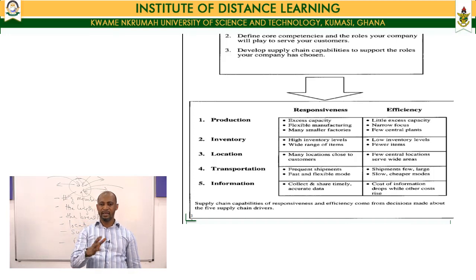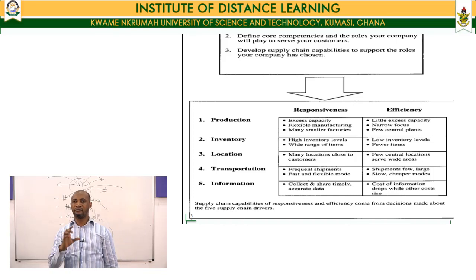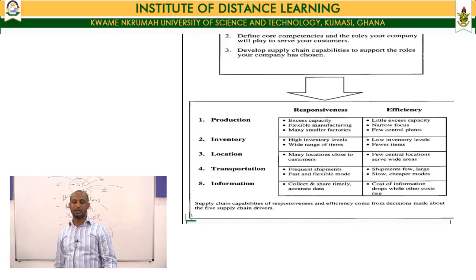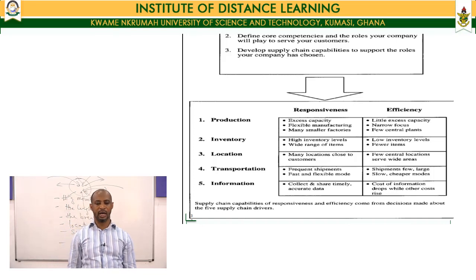What of inventory? High inventory as against low inventory. I mentioned that before. A wide range of items, and then for efficiency, very few items. We don't want to keep too many things. Location, many locations and close to the customer. Efficiency, fewer locations. Transportation, very frequent. Shipments are few and in large quantities. Slower pace. Information is collected and shared in a timely and accurate fashion. Cost of information drops while other costs rise.